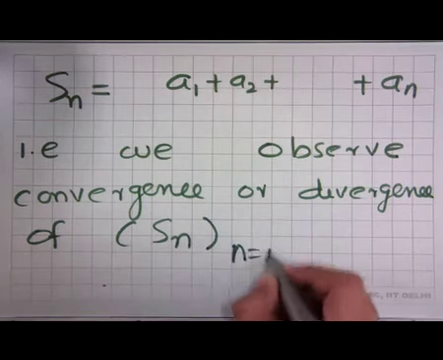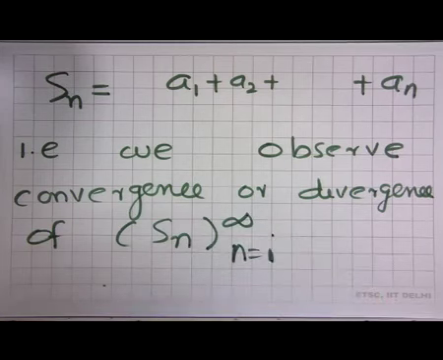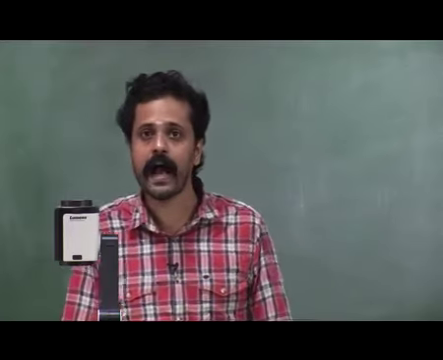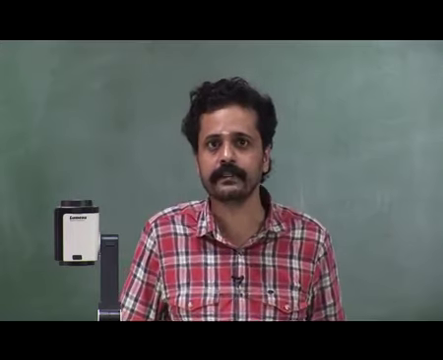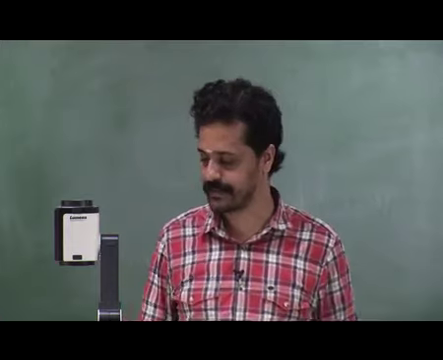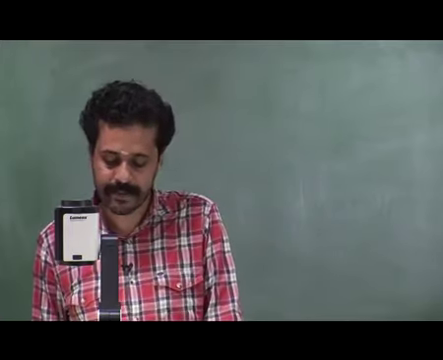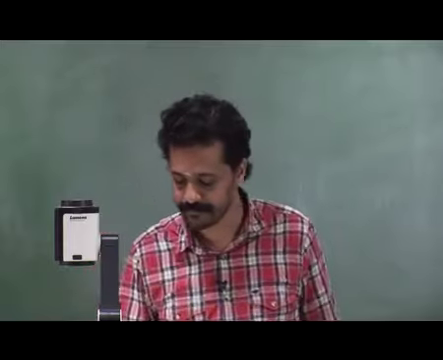Sequence Sn. If the sequence of partial sums Sn is convergent, then we say that the series is convergent, and if the sequence of partial sums is not convergent, we say that the series is divergent. Let us make it as a definition.